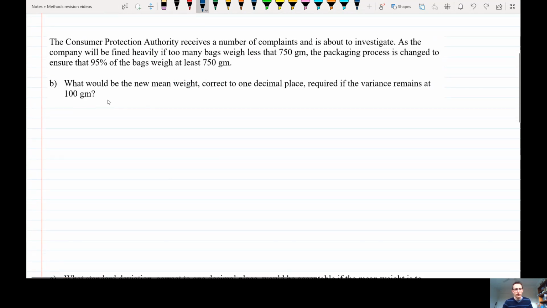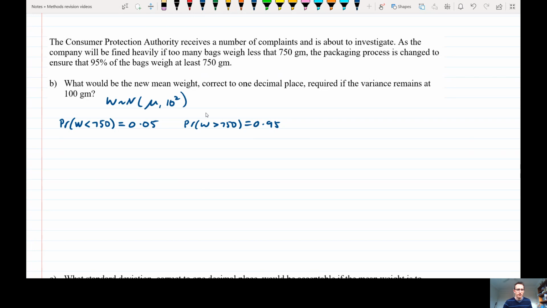So now we're dealing with the weight is normally distributed. We don't know the mean, but we still know the variance. Now the information we're told is that the probability of being less than 750 needs to be 0.05 because we've been asked to find, so the probability of being bigger than 750 is 95%. Which means less than 750 must be 5%. So we're going to deal with this. Less than 750 is 0.05.